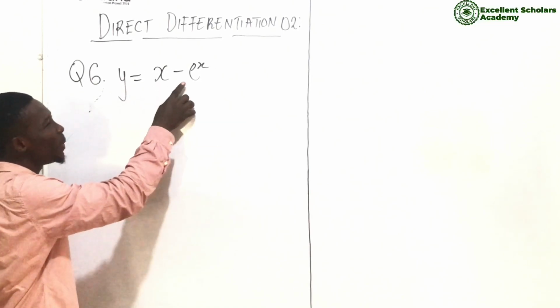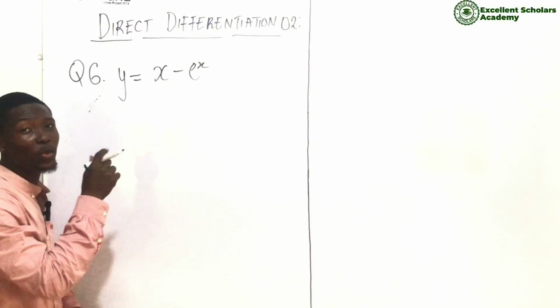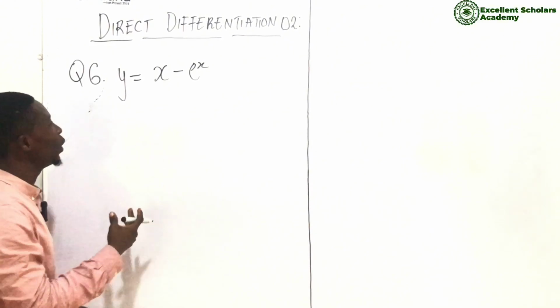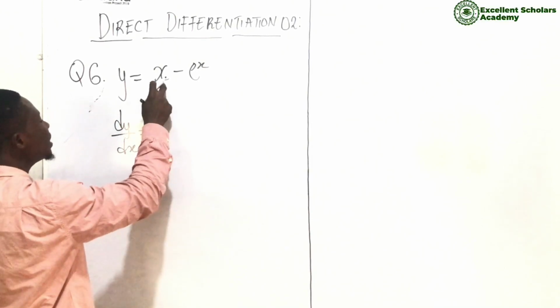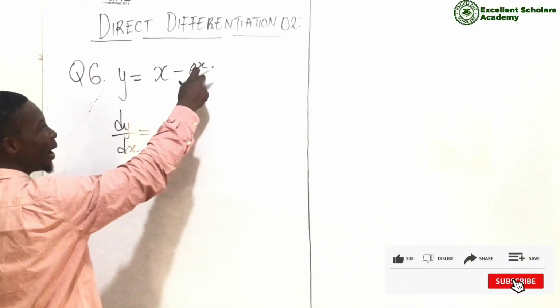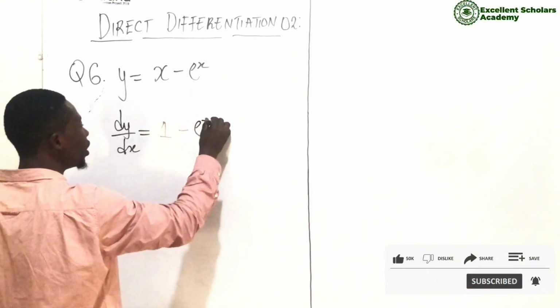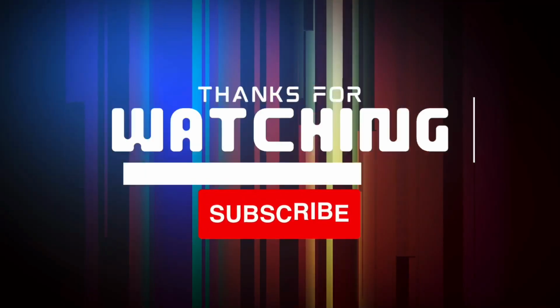y equals x minus exponential x. Now you could try this yourself. You could pause the video and try this yourself and see if you'll be able to get it. So our dy dx is going to be equal to, differentiate x, you get 1. Don't forget, when you differentiate your exponential function, which is exponential x, you still get exponential x, and this is our answer.